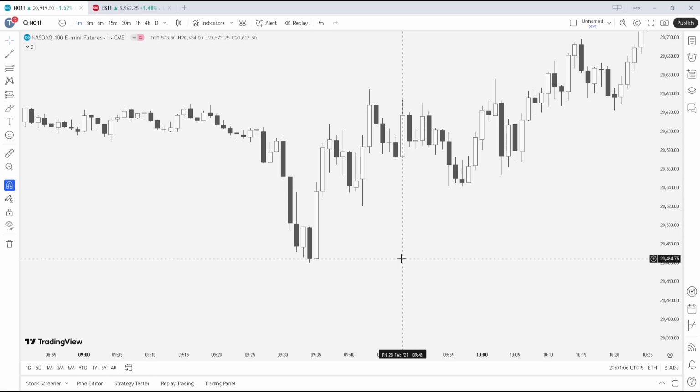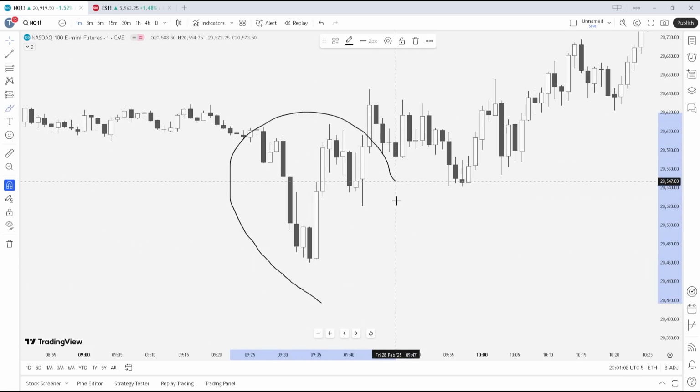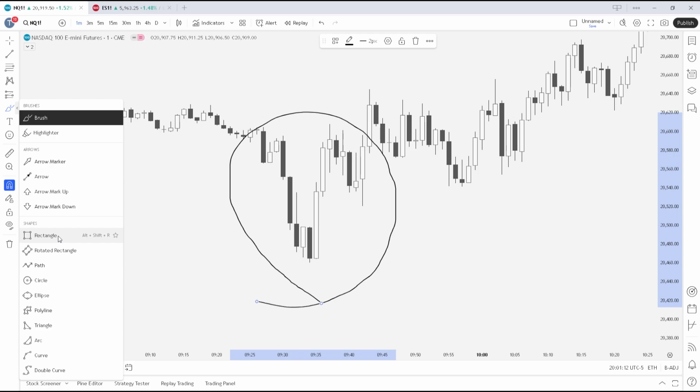Okay, so right here, we have an example of both a BISI and a SIBI.